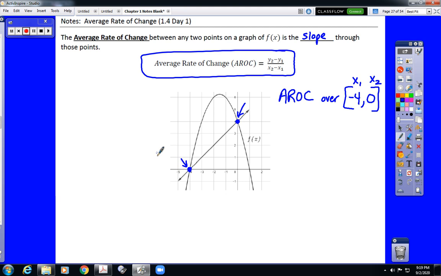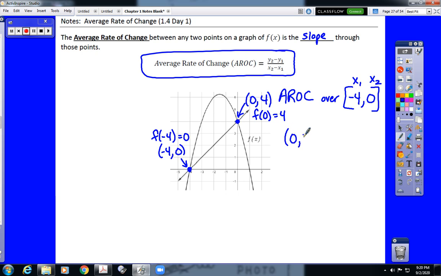So notice that at -4, our y value is 0, and at 0, our y value is +4. Another way to write that is that f of -4 is 0, or f of 0 is 4. Remember, those notations mean the same thing. So what we're looking at here is we're trying to find the average rate of change between those 2 points. Those are -4, 0, and 0, 4.